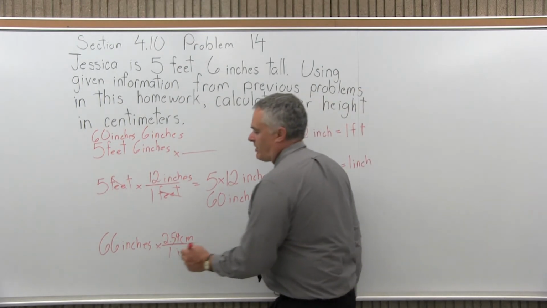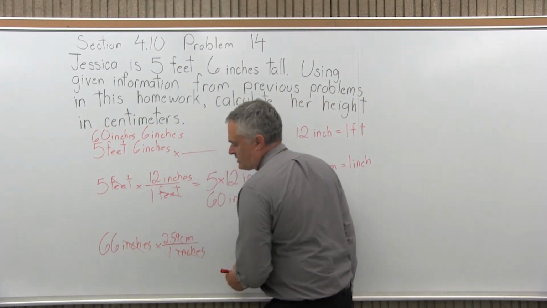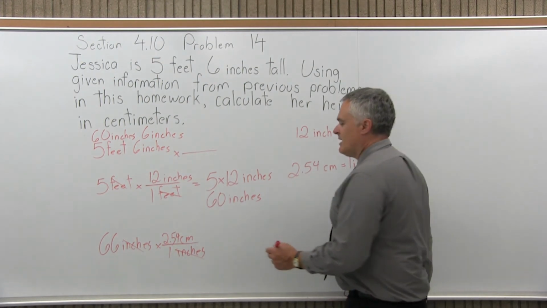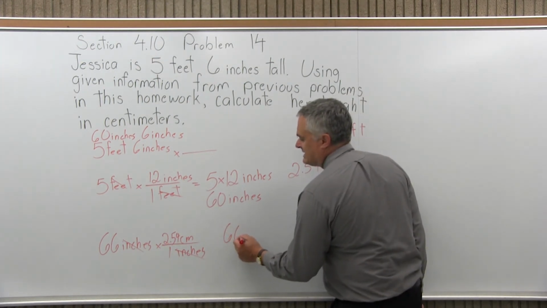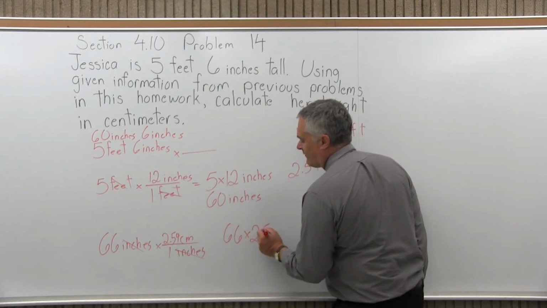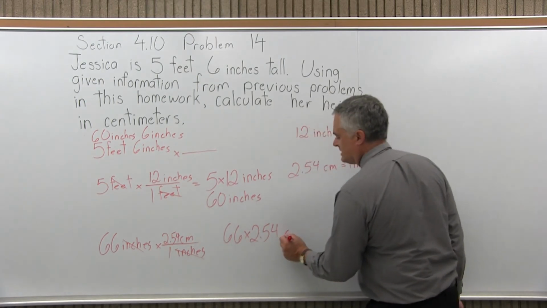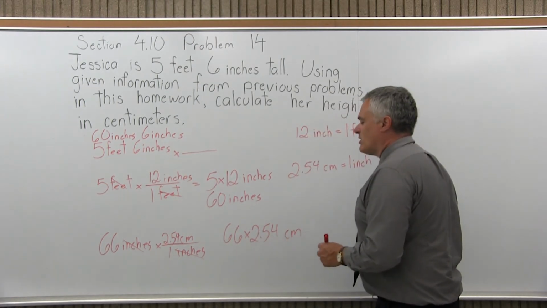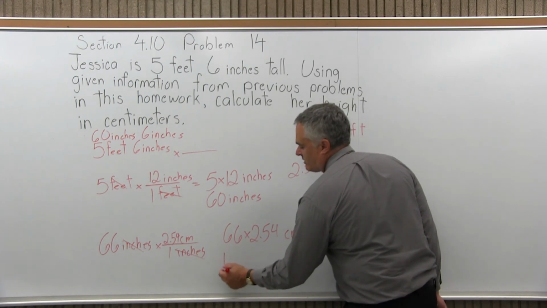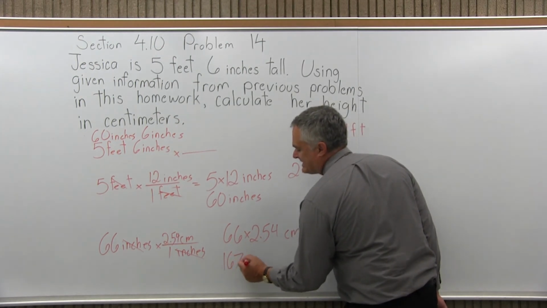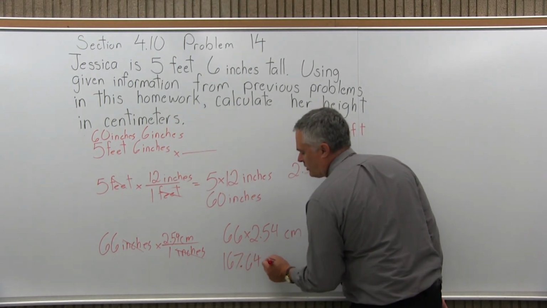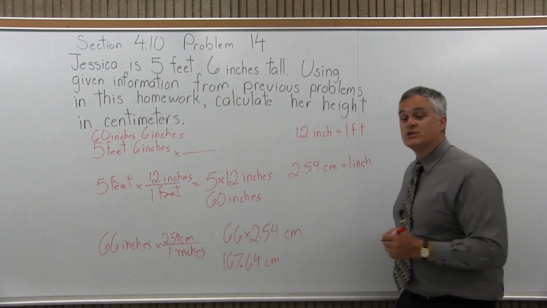Now, when I multiply, inches in the numerator, inches in the denominator will cancel. I have to figure out what 66 times 2.54 is, and my units of measure will be centimeters. That's something you probably want to do on a calculator. If you run that through your calculator, you will get 167.64. Your units of measure will be centimeters, which is what you want.